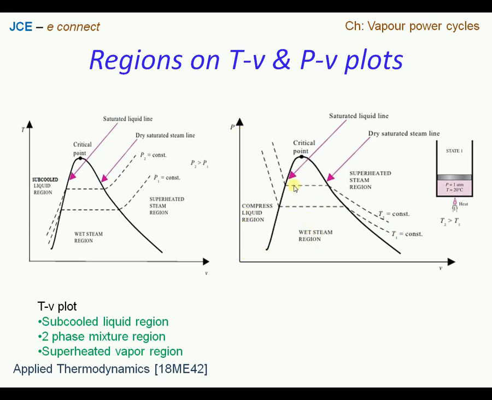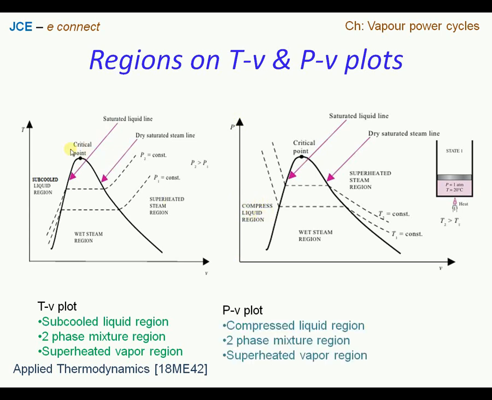So again we see that we have three distinct regions here. The region on the left side of the dome is called the compressed liquid region. On the y-axis we have pressure, and this region is called the compressed liquid region. Whereas in the TV diagram, the region on the left side of the dome is called the subcooled liquid region. So this is a basic difference between the TV plot and the PV plot.